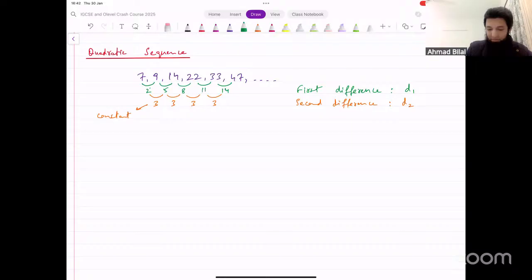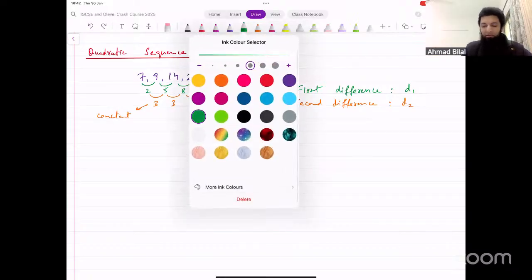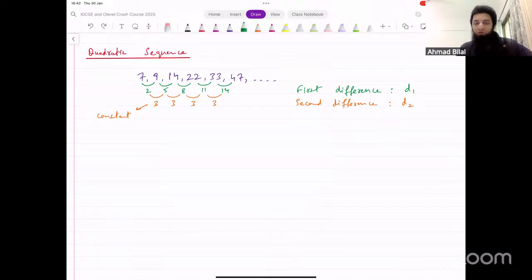Notice the pattern. You're adding 2, and then you're adding 5, then you're adding 8, and then 11, and then 14. Every time you're adding 3 more than what you were adding before. So we were adding 2 first, and then we said, let's add 5. That's 3 more than 2. Then next time we said, add 8. That's 3 more than 5, right? So every time we're adding 3 more than what we were adding before.